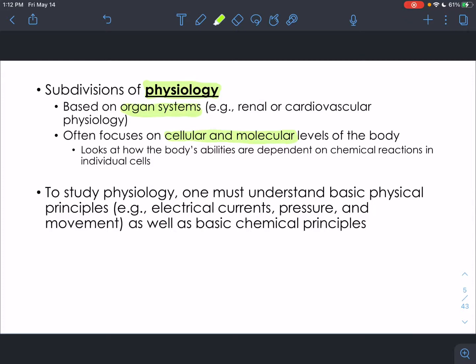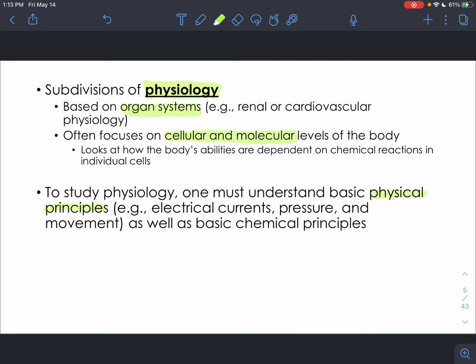okay? And a lot of students hate this part of the class specifically because to understand physiology, you need to understand basic physical principles, which I'm just going to say is chemistry. So to understand how things are working, you need to understand what atoms are, what ions are, what different types of proteins, and all these different small cellular and molecular structures are really what's going to be focused on in physiology.